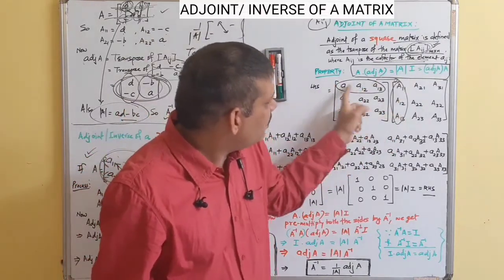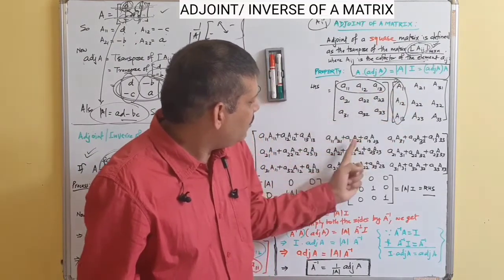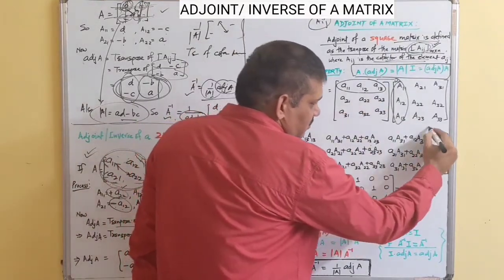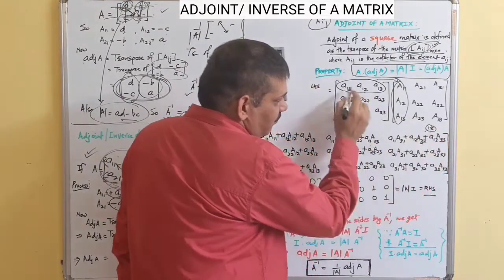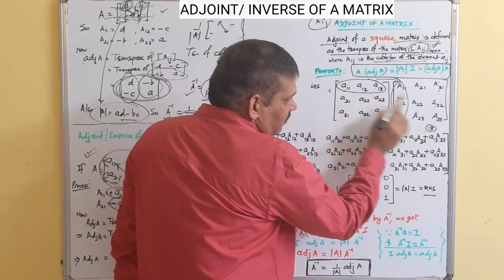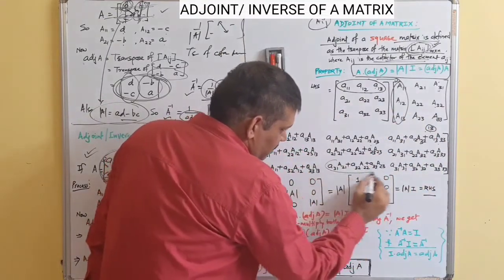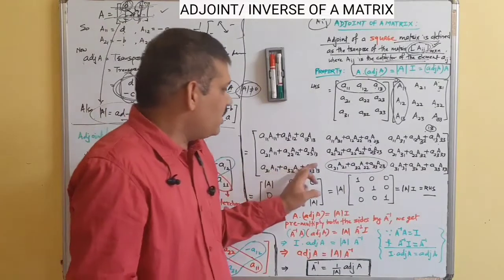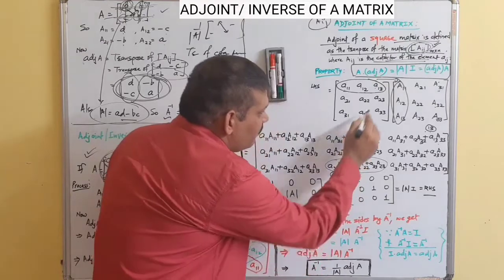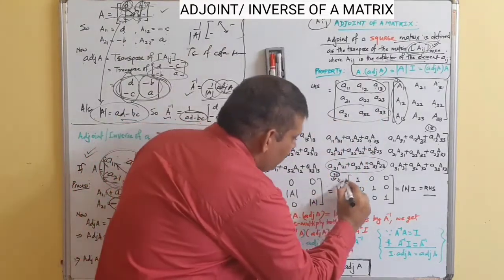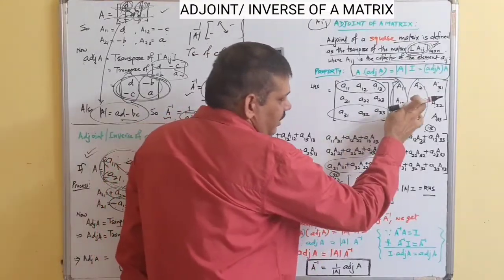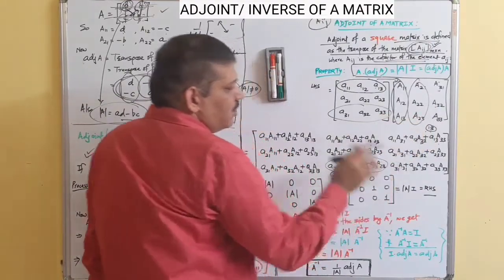Now the first row will go here: A11 into A21, A12 into A22, A13 into A23. Again the 1 3 position: first row with third column, so A11 into A31, A12 into A32, plus A13 into A33. Suppose I need the third row, second column, 3 2 position. The third row will be taken from the first matrix and the second column from this one. So A31 into A21, A32 into A22, A33 into A23.